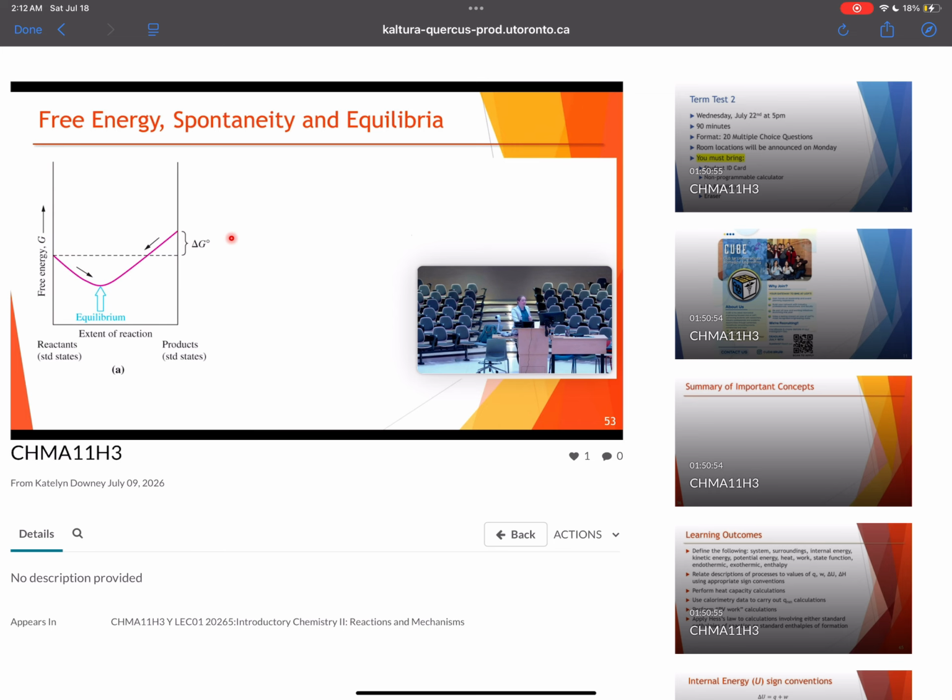If this is a positive delta G, will this reaction go to completion? Shake your head no, or shake your head yes. Will this go to completion, this reaction, if we have a positive delta G associated with it? Seeing some hesitant no's. No, right? We know that if delta G is positive, it's not going to be spontaneous.